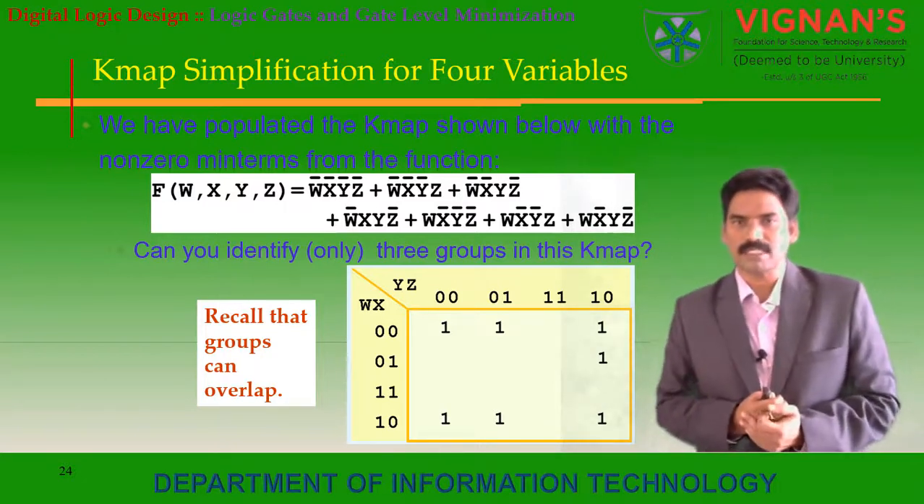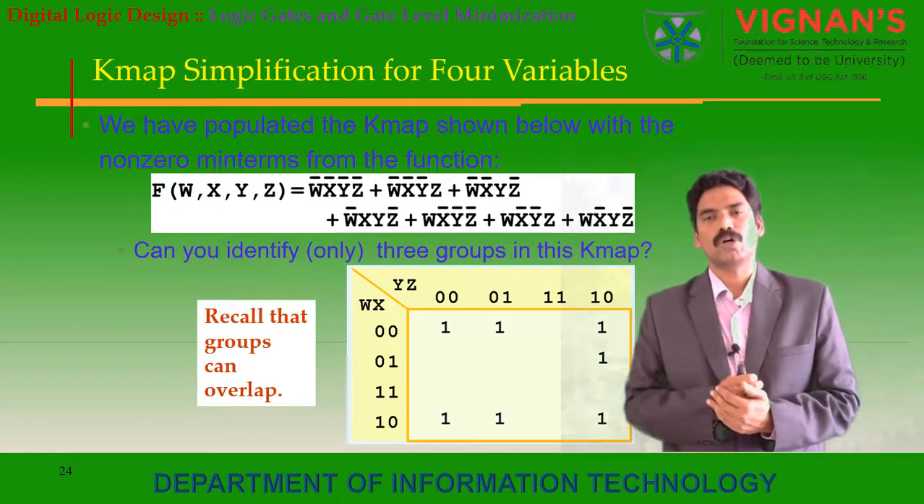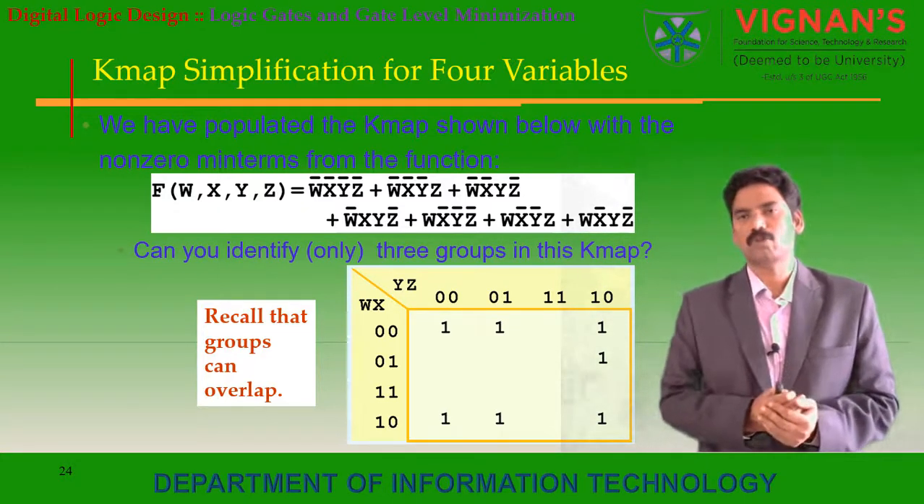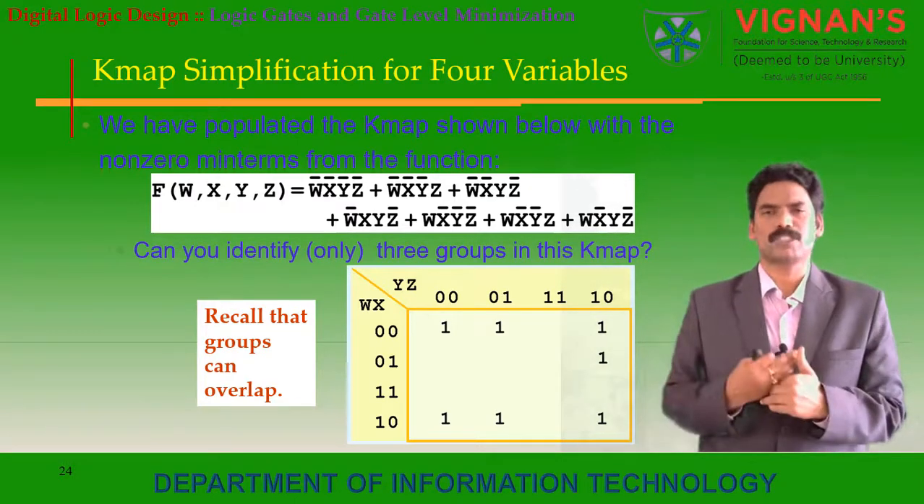Next one is w bar, x bar, y bar, z means next one. Like that we have mapped. So, how to group all these? There are so many alternative approaches for this.